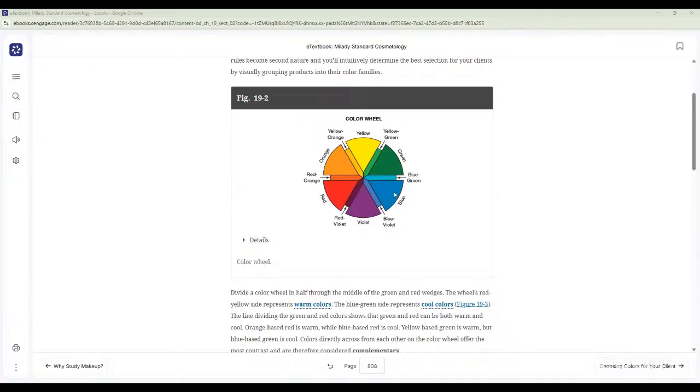And then we have blue. You have blue green, equal proportion. And then we have blue violet, equal proportion. Then red violet, and red orange. And this is where we begin to dilute our colors and we get other colors. Yellow green, that's lime.